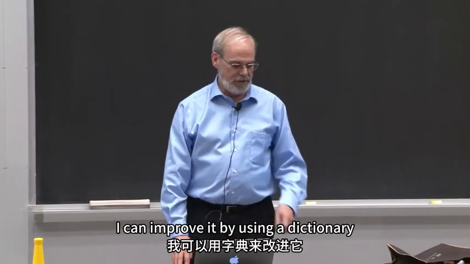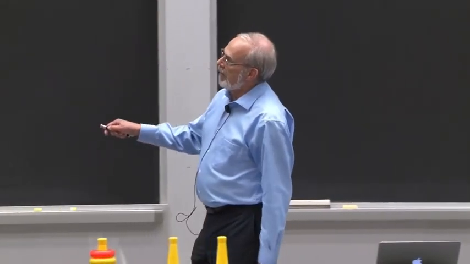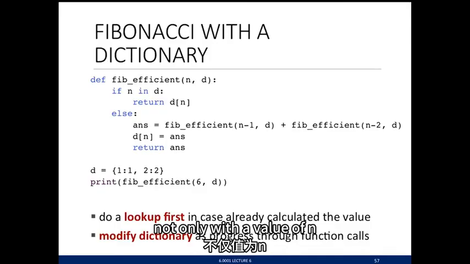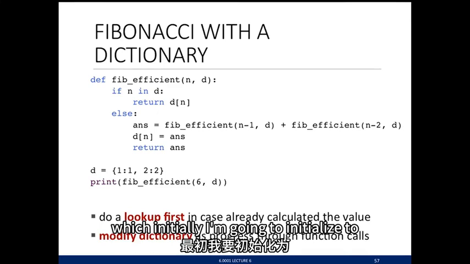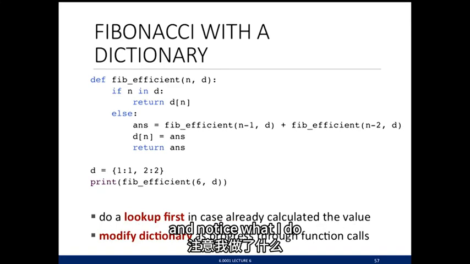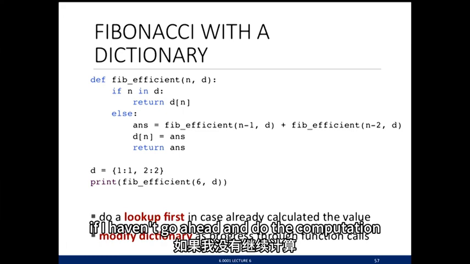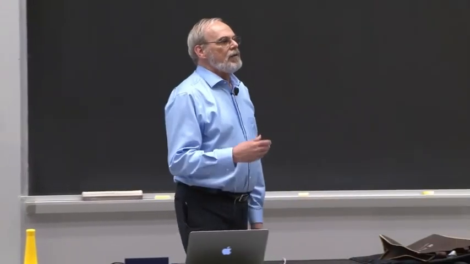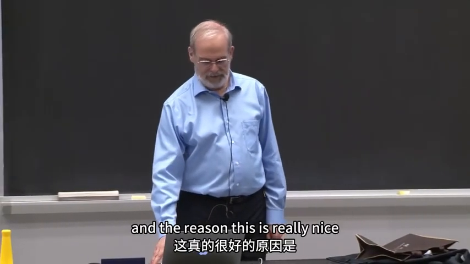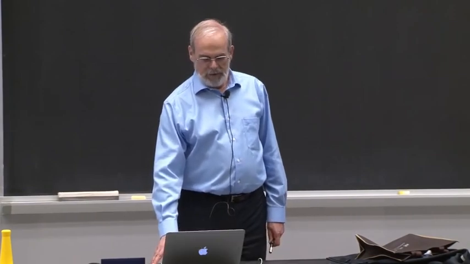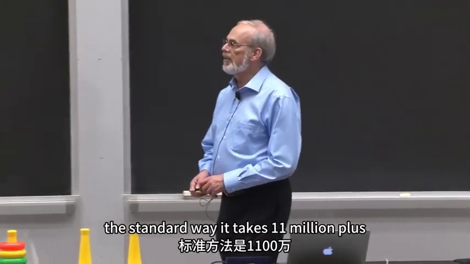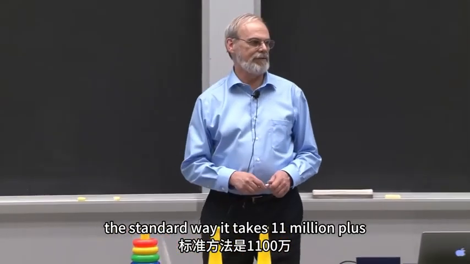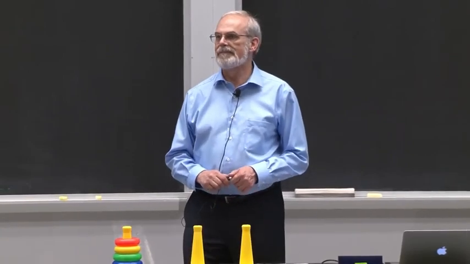I can improve it by using a dictionary, a very handy tool. I'm going to call fib not only with a value of n, but a dictionary, which initially I'm going to initialize to the base cases. And notice what I do. I'm going to say, if I've already computed this, just return the value in the dictionary. If I haven't, go ahead and do the computation, store it in the dictionary at that point, and return the answer. It's a different way of thinking about it, and the reason this is really nice, it's a method called memoization, is if I call fib of 34 the standard way, it takes 11 million plus recursive calls to get the answer out. It takes a long time.